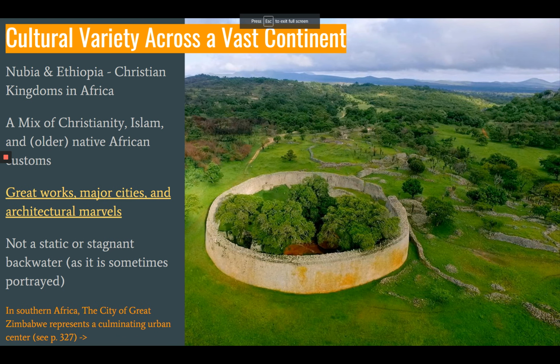We see in this chapter, chapter 14, it's very obvious that there's a huge amount of cultural variety across this vast continent. So not only in terms of things like religion and language, but also in terms of the way states are formed, in their politics, in the social lives of people, the way they live. We see Christian kingdoms, Islamic kingdoms, and kingdoms that are based on native African beliefs, especially in Central Africa, away from the coast. And we see great works, major cities, and architectural marvels.